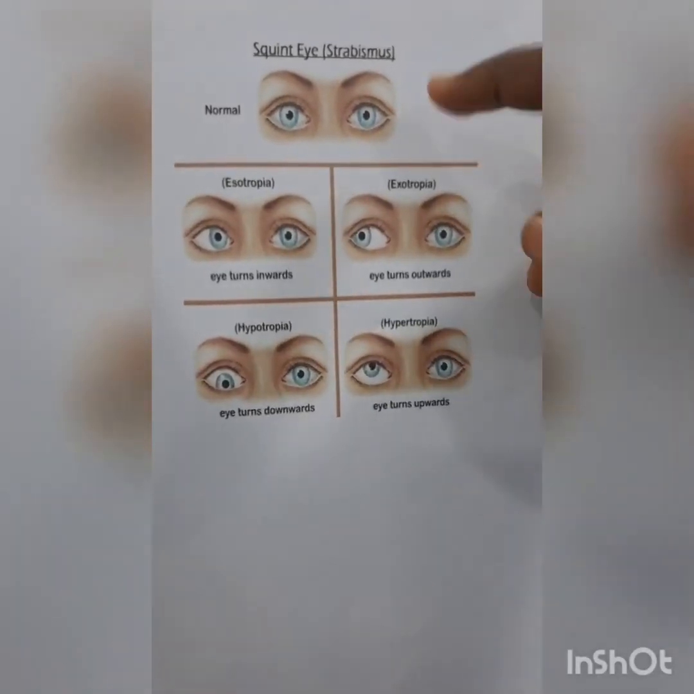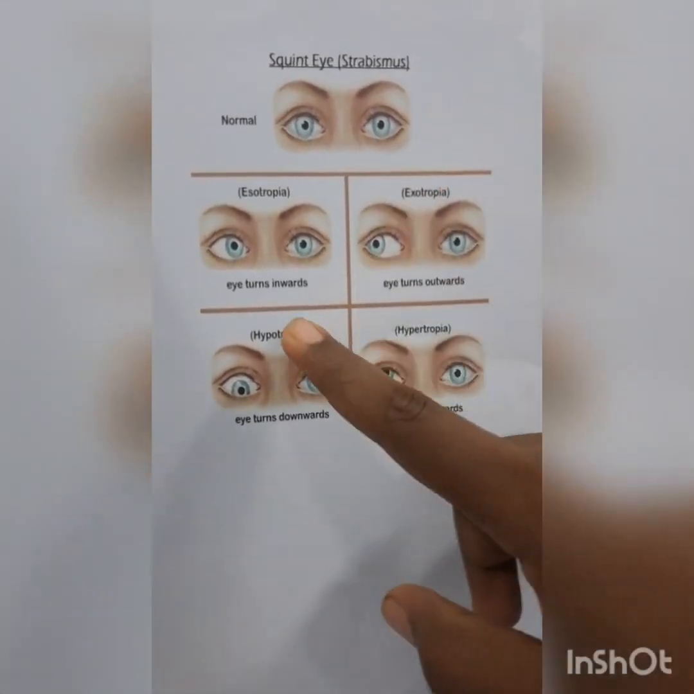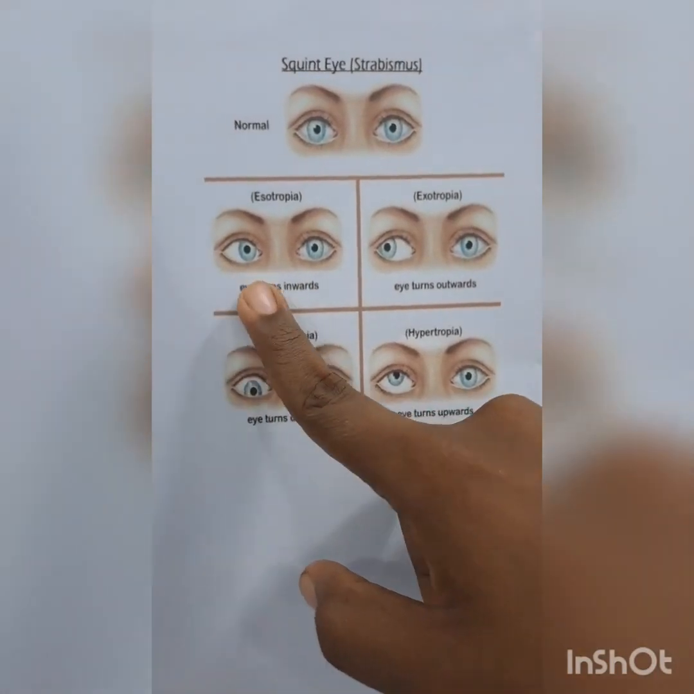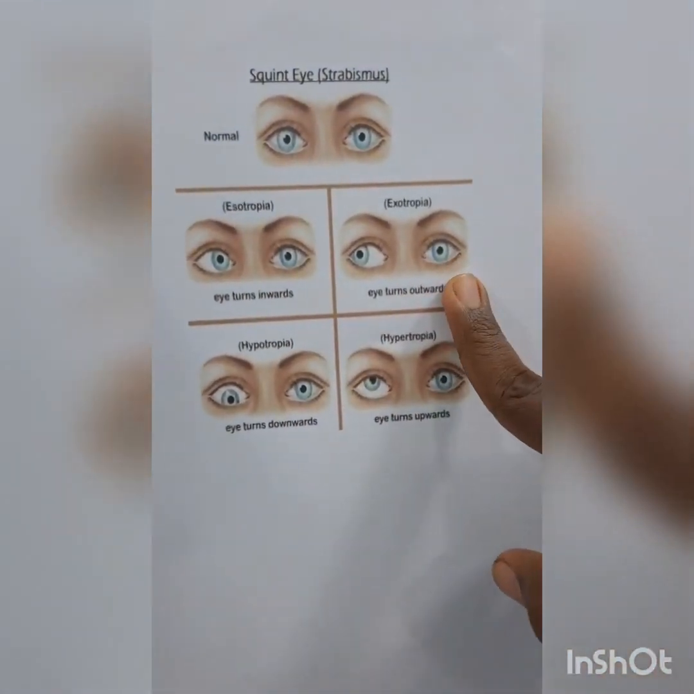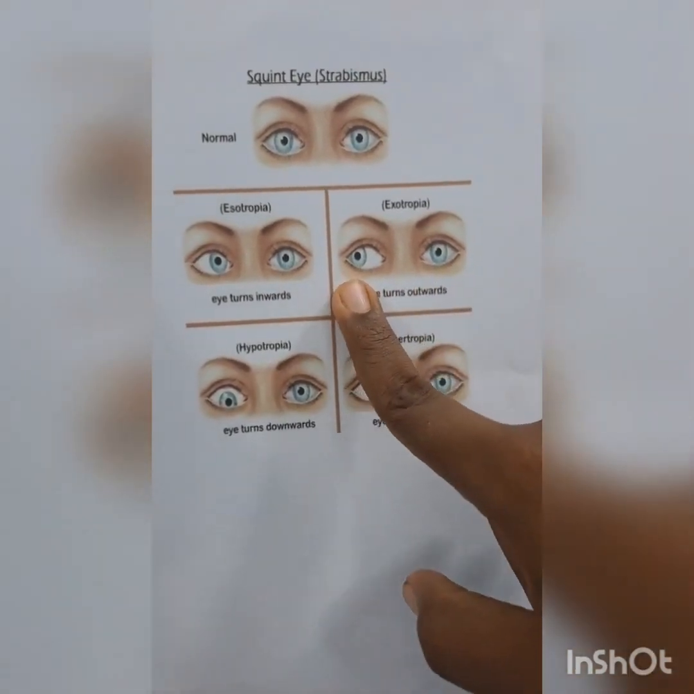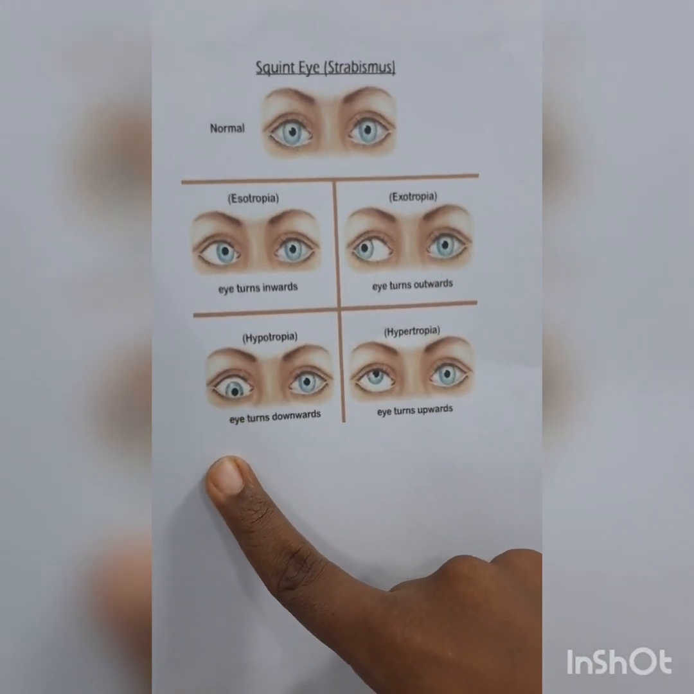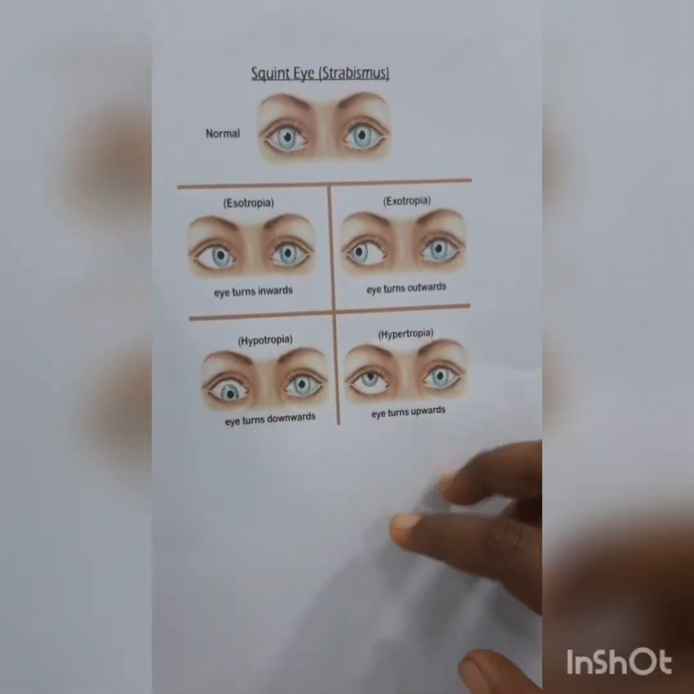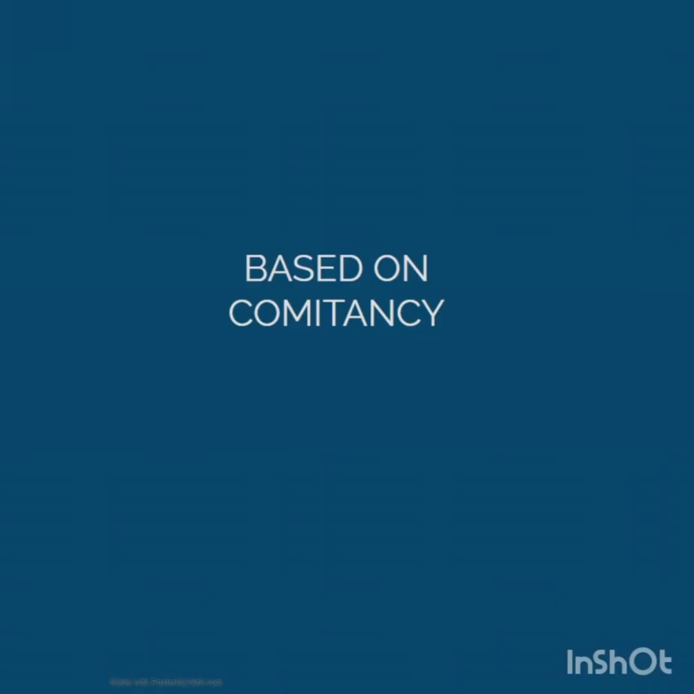In this image, the first one, both eyes are aligned together, so it is ortho. And the second one, the right eye turns inwards, so it is called esotropia. And in the third image, the eye turns towards outside, so it is called exotropia. In this, the eye turns towards the downside, so it's called hypo, and in this the eye turns upwards, it is called hypertropia.